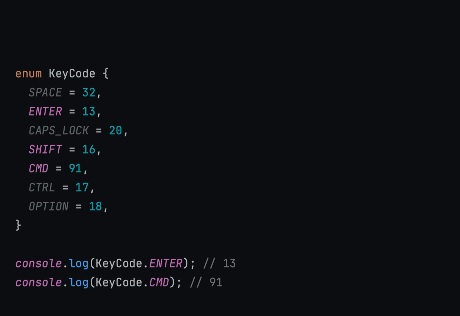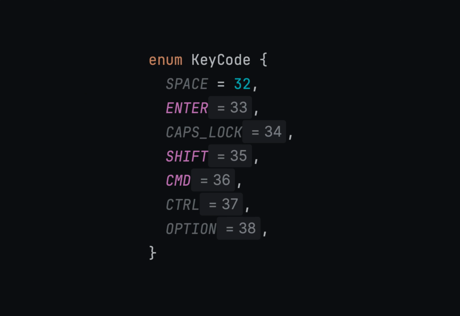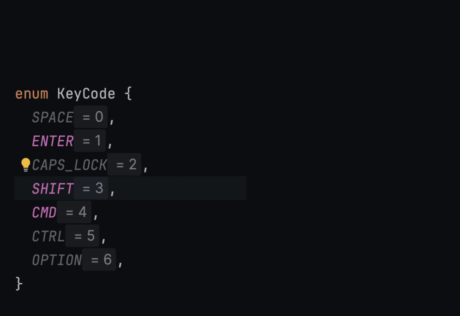Here we have an enum KeyCode. It is a numeric enum with space initialized with 32. If we did not initialize the rest of the enum values, then TypeScript will auto-increment the values from 32 onwards. So enter would have a value of 33, caps lock 34, etc. By default, if we had no values initialized, TypeScript will initialize based off a 0-based index. So space would be 0, enter 1, and so on.